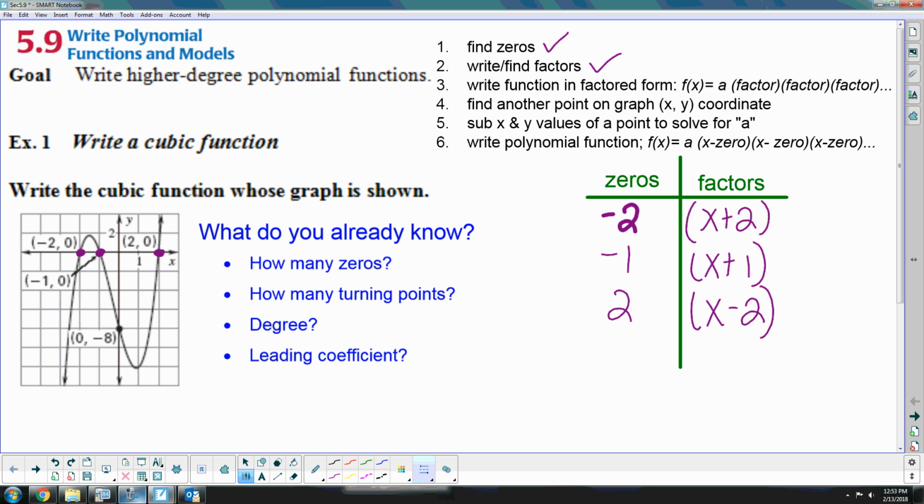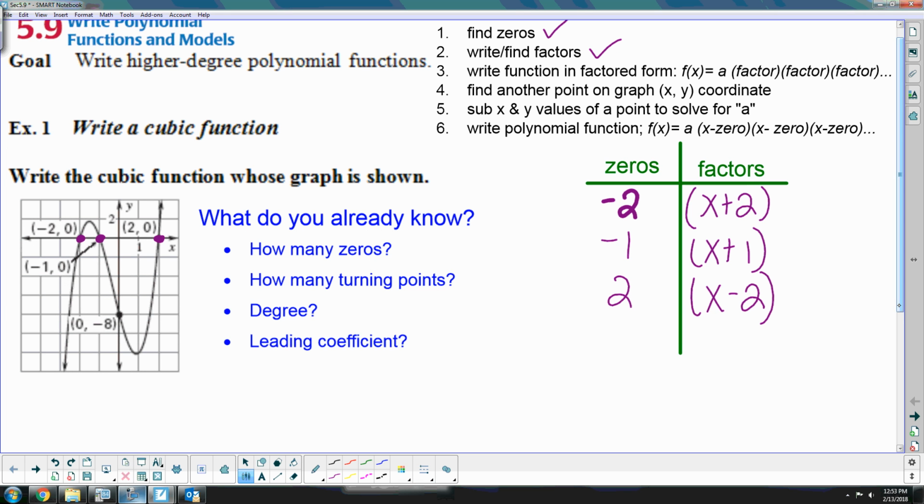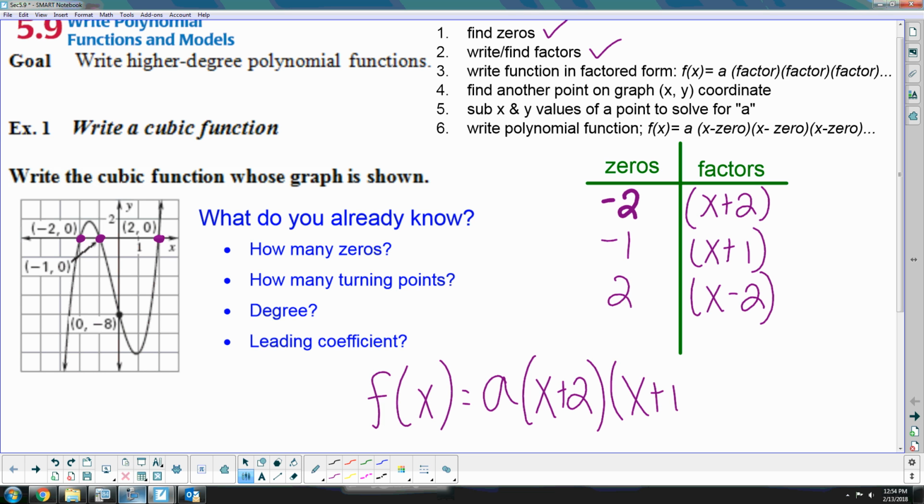All right, and then next we can write the function in factored form. So in factored form, f of x equals, now we might have a leading coefficient that's something other than 1. So far we've been working with leading coefficients of 1, but we're going to write it in factored form assuming that there is some other leading coefficient. So it's a times a factor, x plus 2, times another factor, x plus 1, times a third factor, x minus 2.